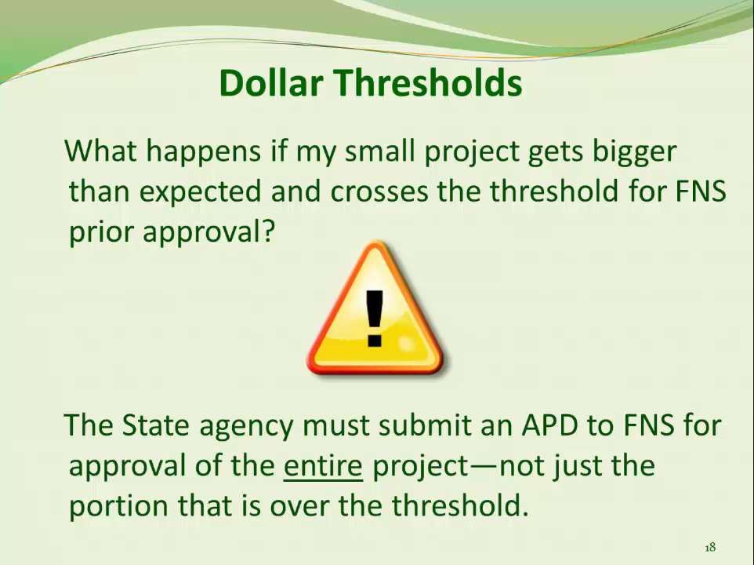So what happens if your small project gets bigger than you expected and it crosses the threshold for FNS prior approval? If your project reaches the dollar thresholds which trigger the submission of an APD, you must submit an APD for the entire project. This is why it is important to get good estimates for your cost before you begin your project. Don't worry, we will review the whole project, and as long as the state acted in good faith, FNS won't disallow things that were not subject to approval at the time they occurred.